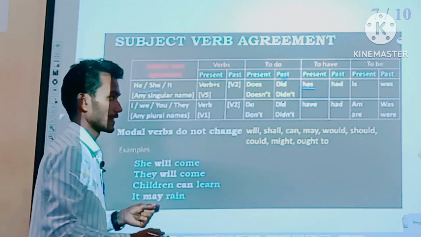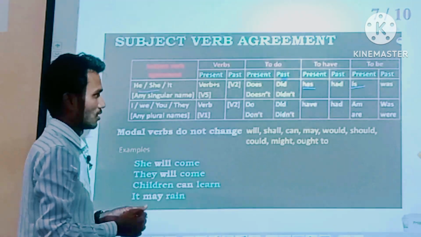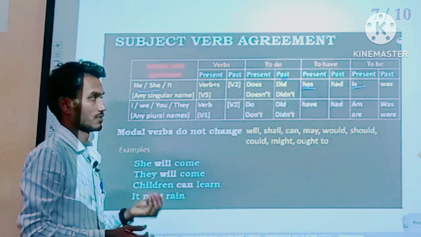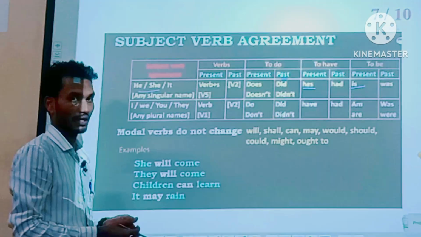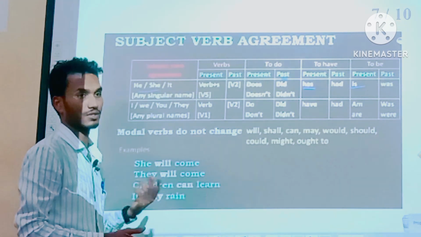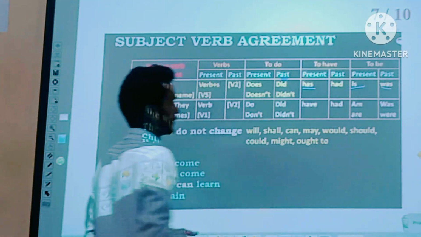right? Say for example, she is a doctor, he is a doctor, it is a bird. Is is in present tense, but in past tense we should use was. She was a doctor. He was a doctor. It was raining, right? Was before, right?